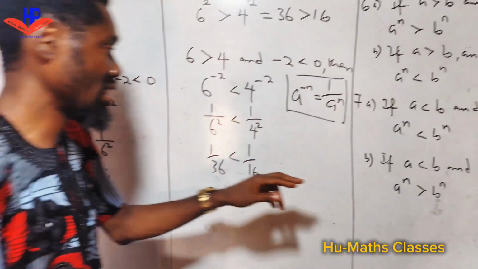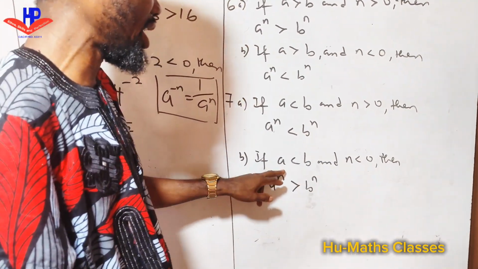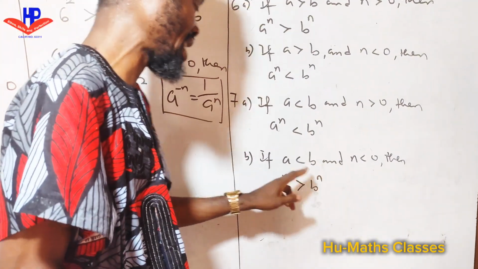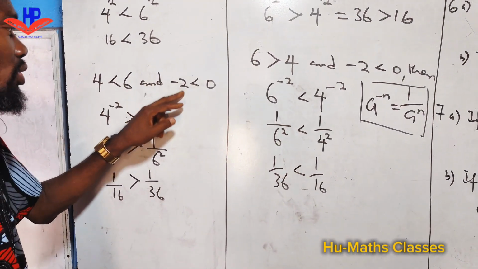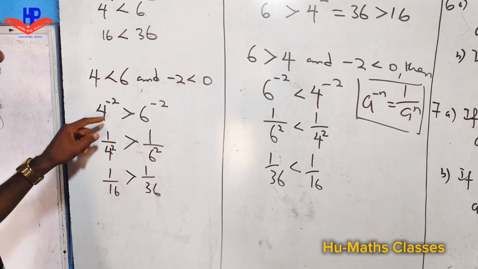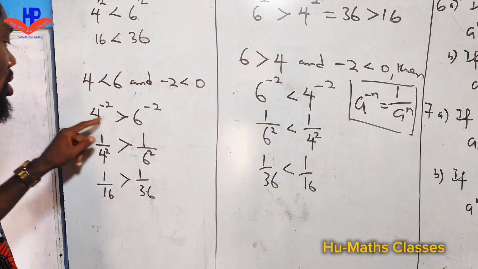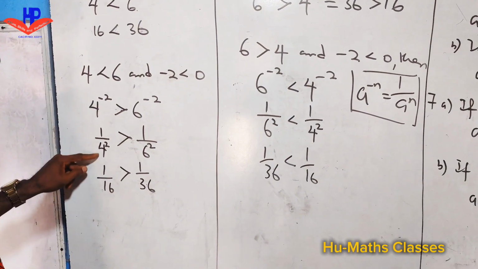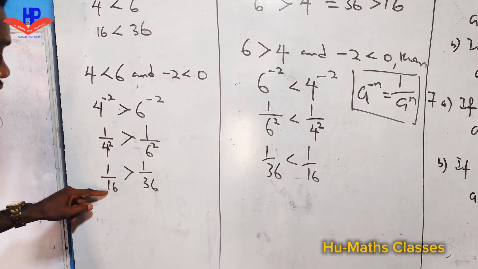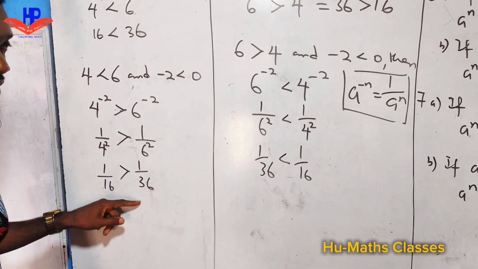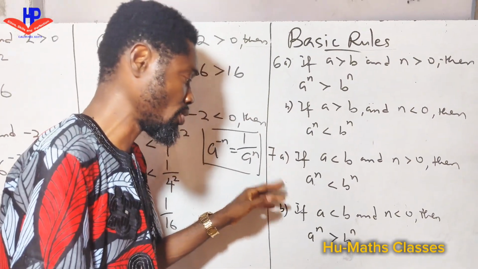If A is less than B and N is less than 0, then A raised to power N is greater than B raised to power N. That's what the rule states. So 4 less than 6 and minus 2 less than 0. If you put that, 4 raised to power minus 2 will be greater than 6 raised to power minus 2. And 4 to the power minus 2 is 1 over 4 to the power 2, and 6 to the power minus 2 is 1 over 6 to the power 2, and that will give us 1 over 16 greater than 1 over 36. So the rule is true. The 6th rule and the 7th rule are true.